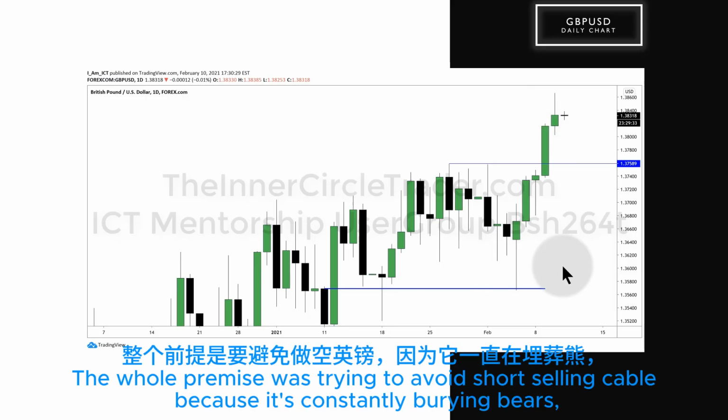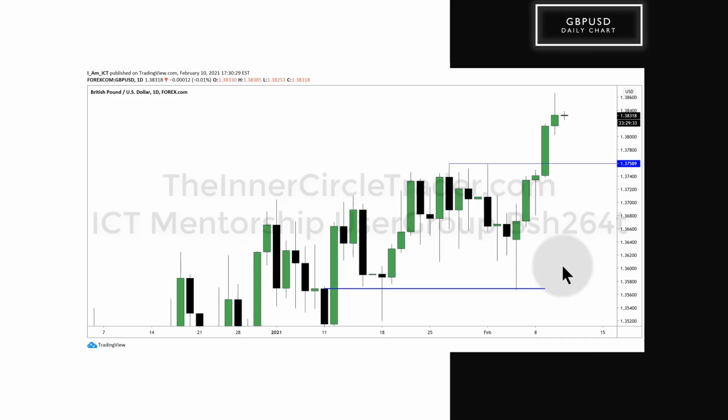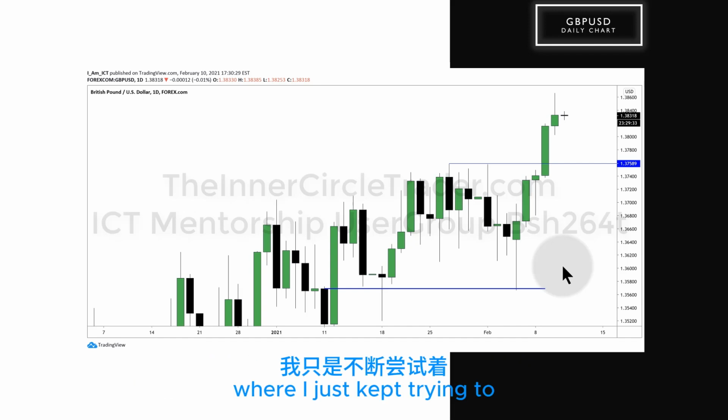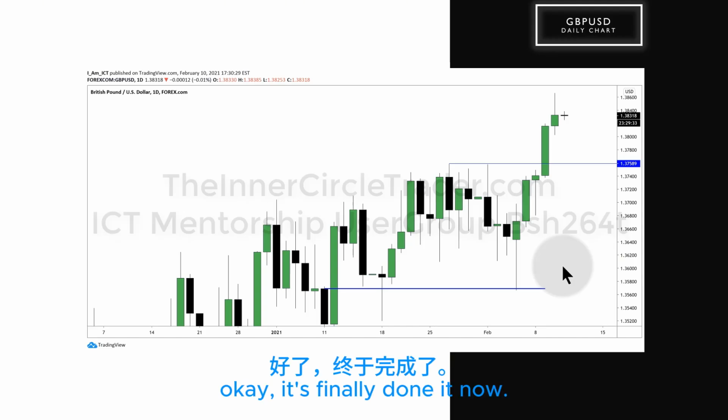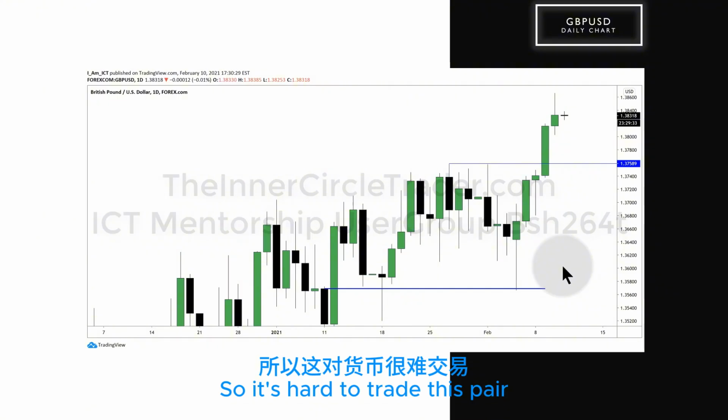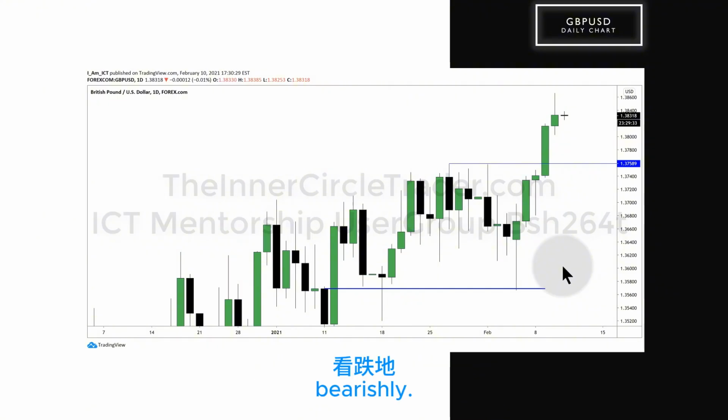The whole premise was try to avoid short selling cable because it's constantly burying bears. Like it's hanging their head on pikes. And that's something that I got caught up in my trading as an early developing student, where I just kept trying to impose my own will, saying, okay, it's finally done it now. It's finally done it. It's finally done it. So it's hard to trade this pair bearishly. And when you're bullish, it still has opportunity, but I just don't trust it.